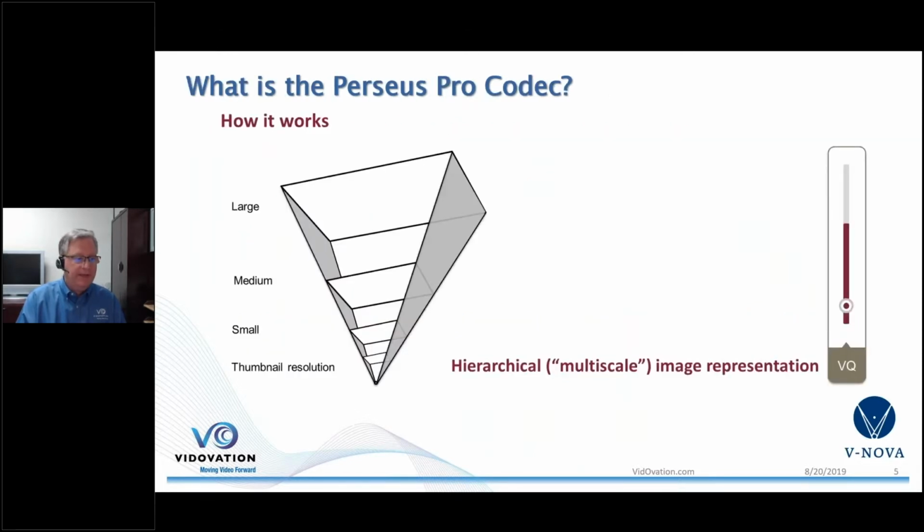So what is this compression standard? What is the mechanism behind it? JPEG 2000 is a wavelet-based compression system. Perseus uses what's known as a hierarchical or multi-scale image representation. So what does that mean? That's a mouthful. I can barely say it. Hierarchical multi-scale. So what does that mean?